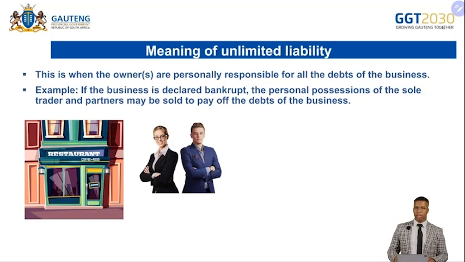So you can start a sole trader, maybe let's say you invest 10,000. If the sole trader as a business owes money or is bankrupt, the issue of unlimited liability comes in to say whatever is owed by the sole trader or by the partnership as a business should be paid off by the owner. If the owner doesn't have money, then the owner can sell their personal assets, such as a house and a car, to pay off the debts of the sole trader or partnership.